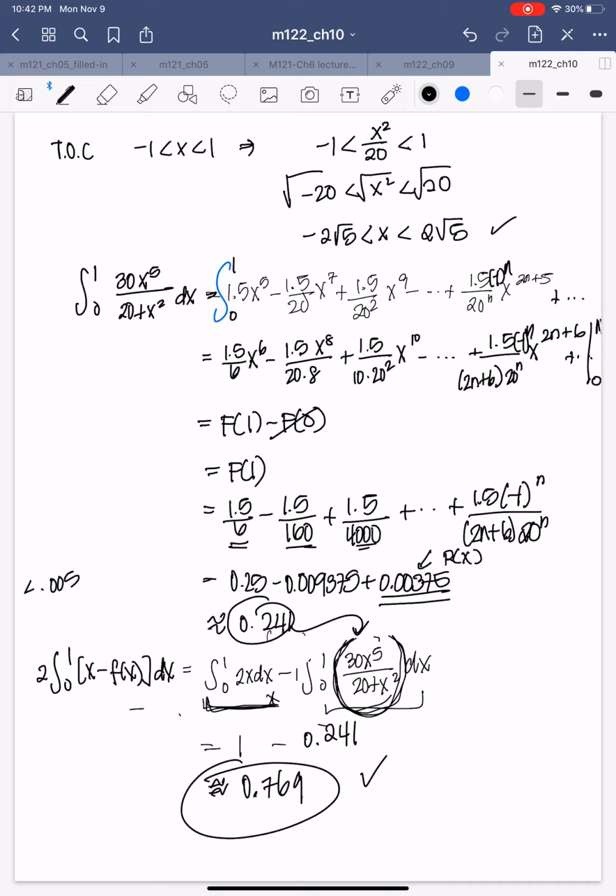All right, that's it for chapter 10. And we finished completely on chapter 10, Taylor polynomial and Taylor series.